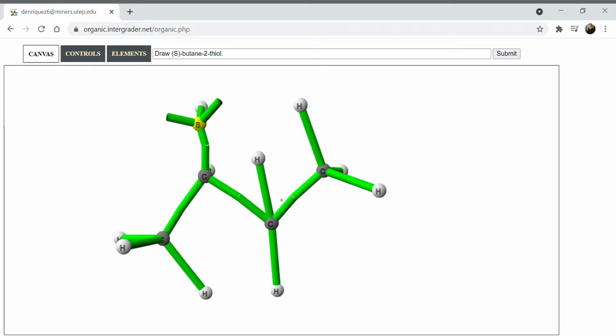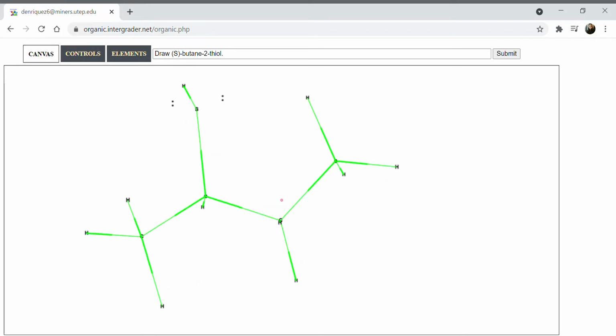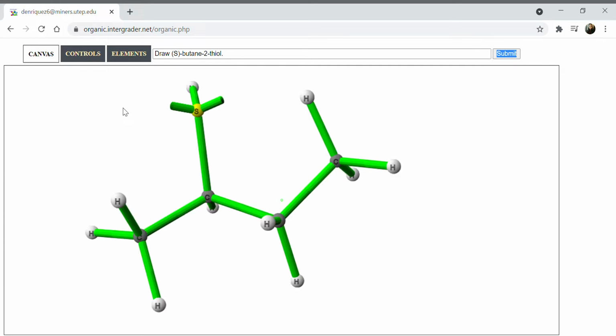Hey guys, this is lesson 27, and like with the other one, just make sure whenever you have a naming question to always look for the chiral center. So we're going to start by drawing our 4-carbon chain, and then we're going to add our sulfur to the 2 position. Add our hydrogens and hit arrange. And it says S in the question, so I'm going to look for the chiral center. I see it over here.